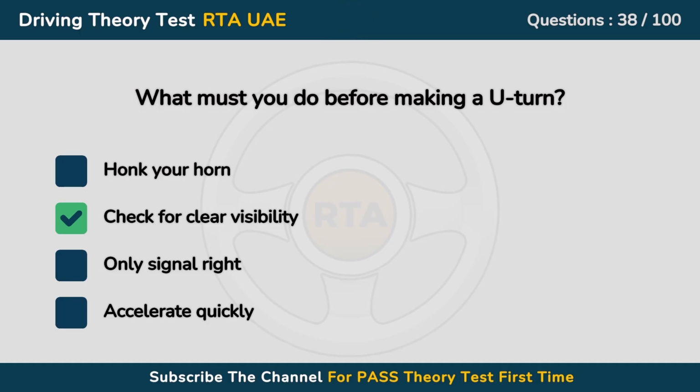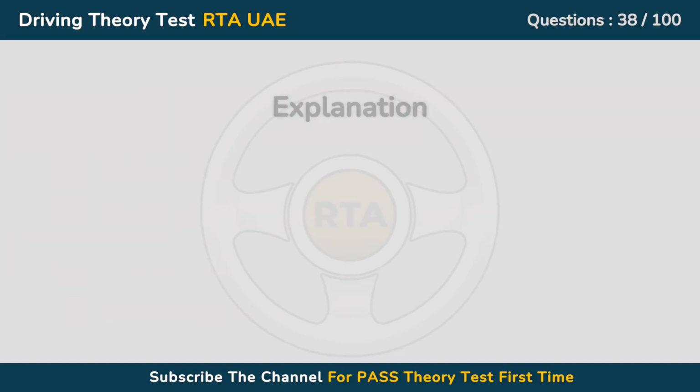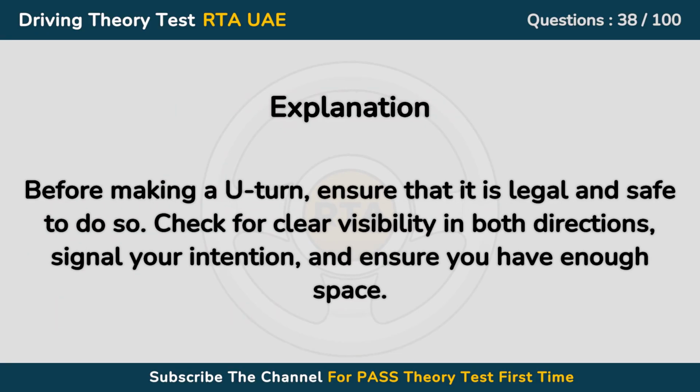Answers is B. Check for clear visibility. Before making a U-turn, ensure that it is legal and safe to do so. Check for clear visibility in both directions, signal your intention, and ensure you have enough space.